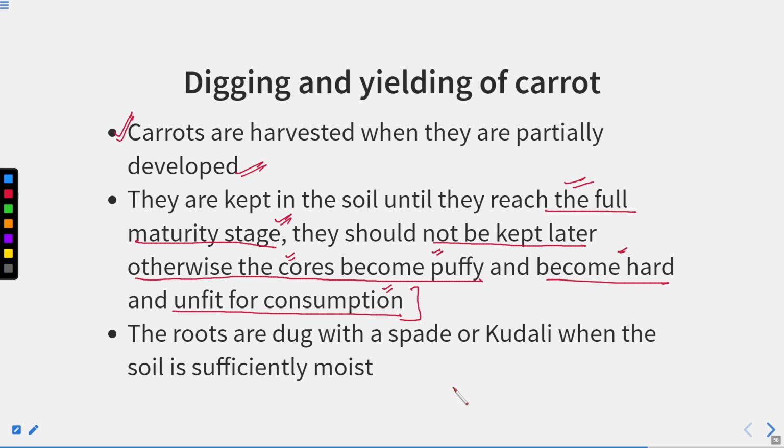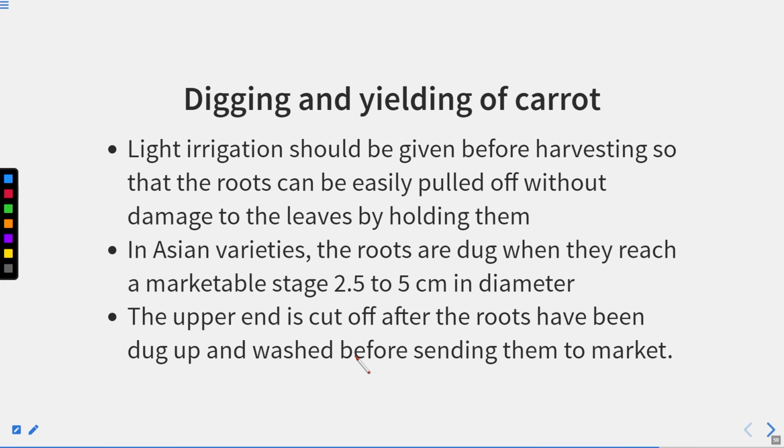The roots are dug with a spade or kudali when the soil is sufficiently moist. If you take out the carrots when they are in moist soil, then it will be easy to dig them out. So in this way the digging and the yielding of the carrot is done.